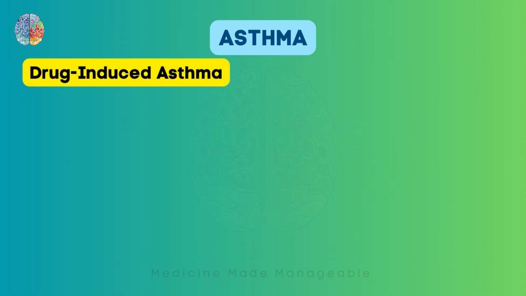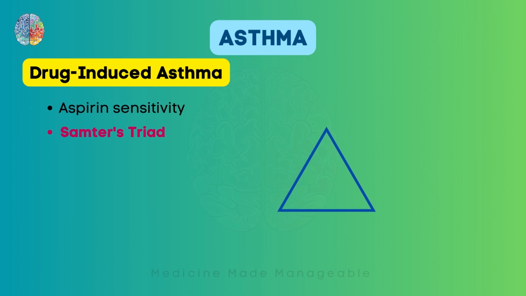Now, talking about drug-induced asthma, this one's pretty interesting. Here there is sensitivity to drugs, usually aspirin, and there is a triad you have to remember, which is called Samter's triad. This triad consists of intolerance to aspirin, asthma, and nasal polyps.